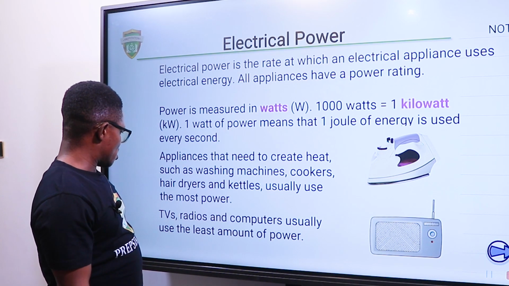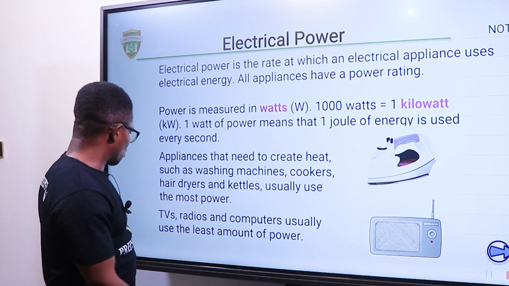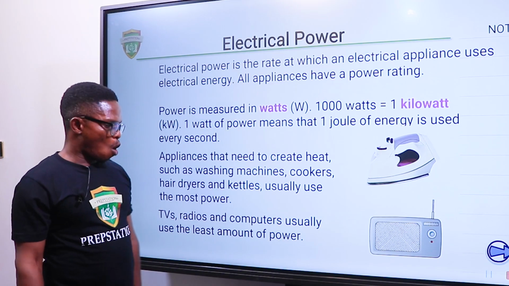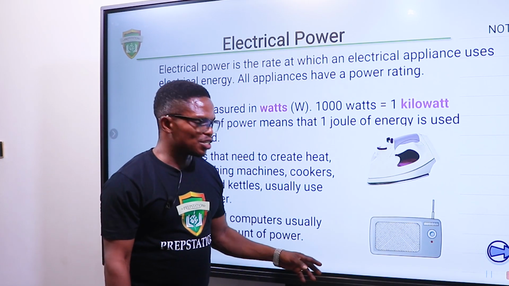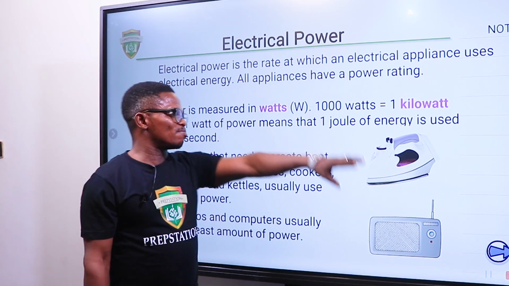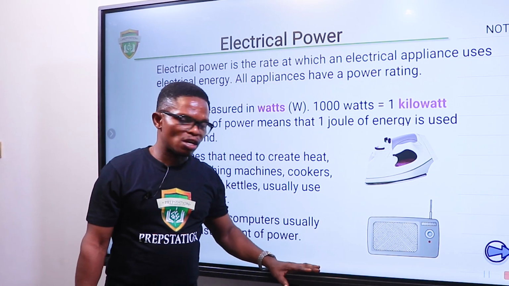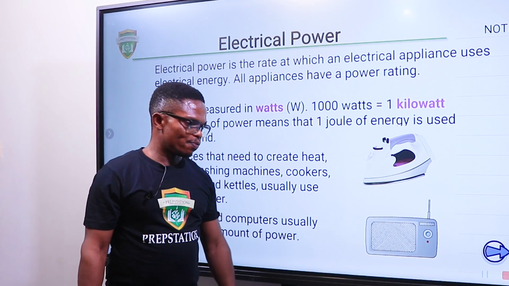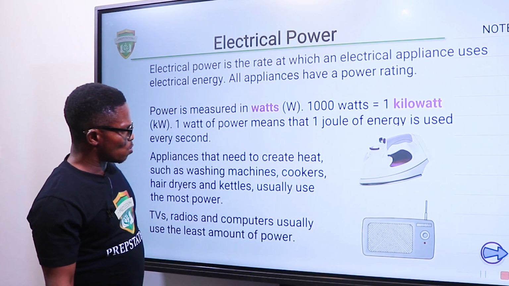And then TVs, radios, and computers usually use the least amount of power. So electrical power does not depend on the size of the appliance, okay? The appliance might be very huge and large like this, but the power rating may be small, all right? So let's move forward.